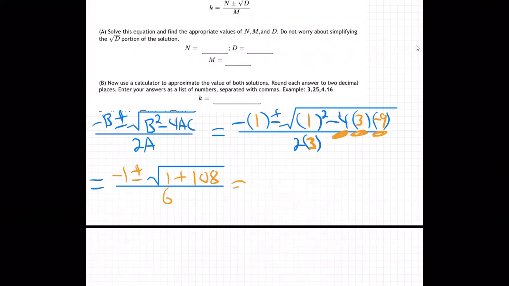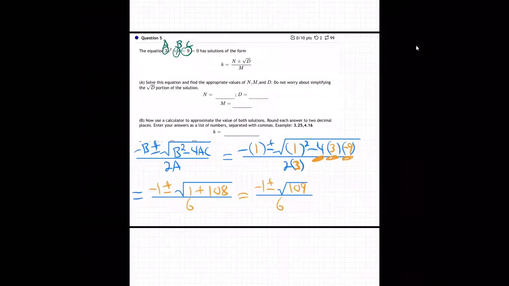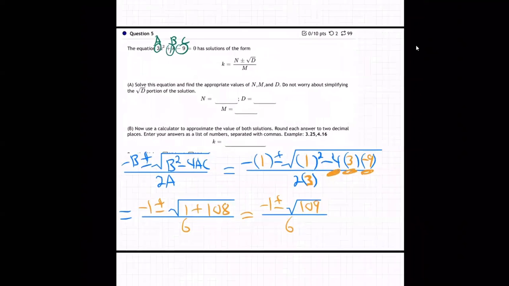Okay. And so then, what is that? Well, that simplifies to -1 plus or minus the square root of 109, all over 6. Okay, so there we go. So we simplified that as far as we can. You can't break down that 109, right? You could try, but basically nothing goes into 109. It doesn't break down. So we're just done right there with the first part of the answer.